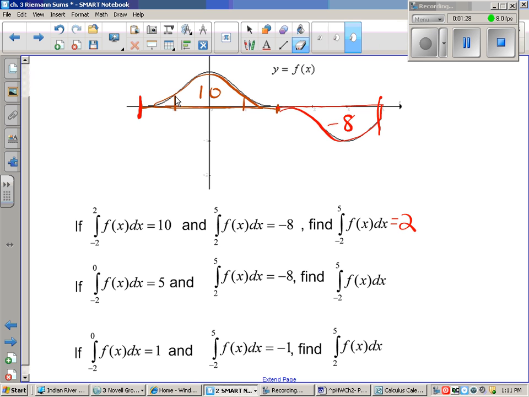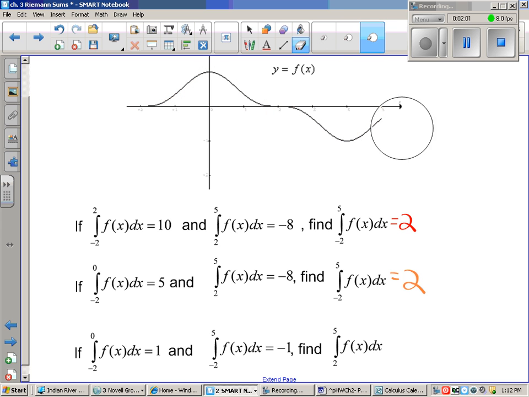How about the next one? If I said to you that negative 2 to 0, so from here to here, this section is 5, and I said from 2 to 5 is negative 8, how could I figure out what the whole thing is from negative 2 to 5? And of course, there is symmetry here, so we can assume that's 5, and so again, we get the answer of 2.